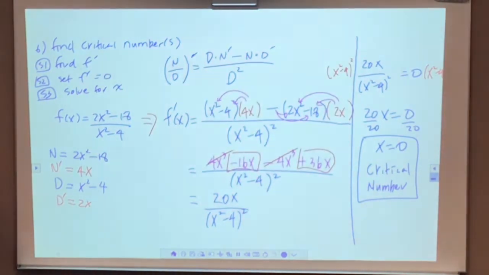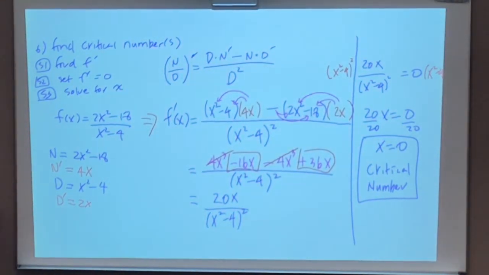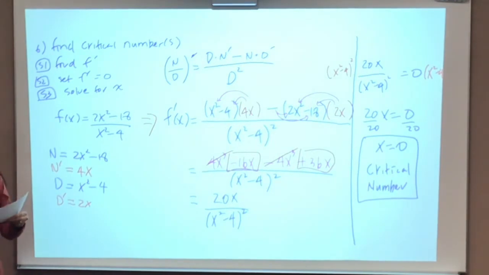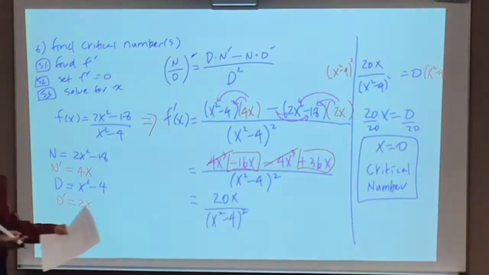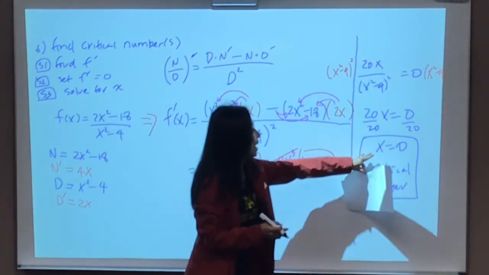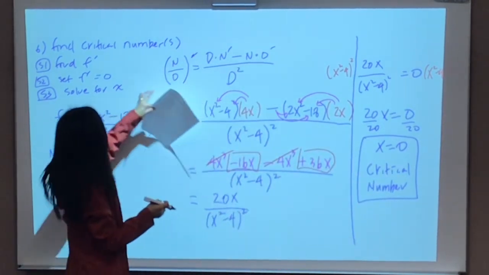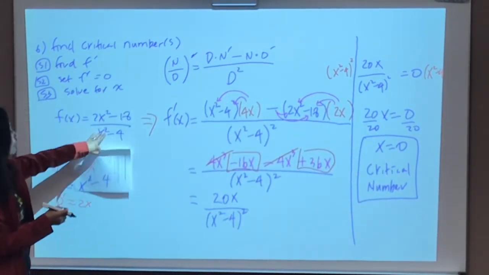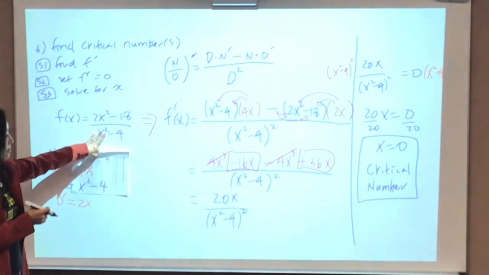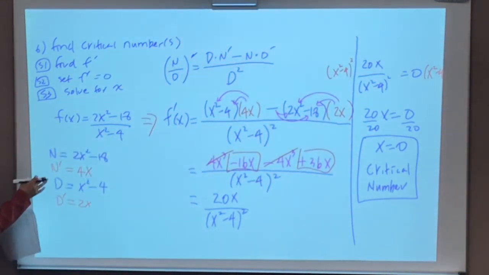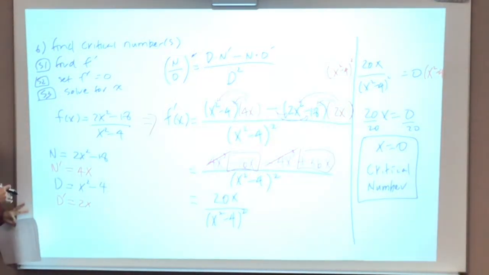So can I move on to step 7? Step 7 is easy, right? What I need to do? Put my critical number into where? My original function, which is right here. All right, so I will do the next page. Can I erase this one now? Is everybody good?